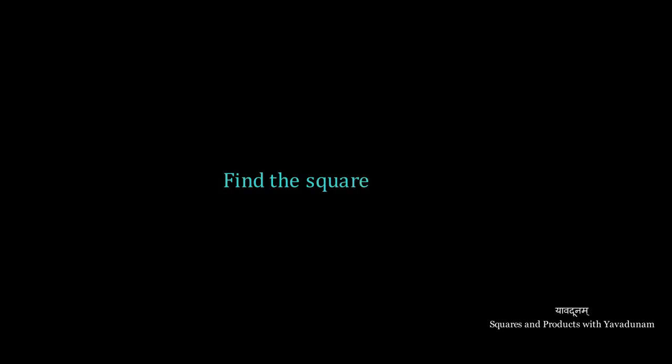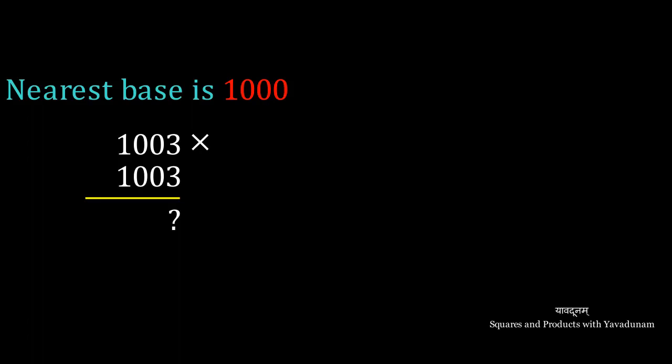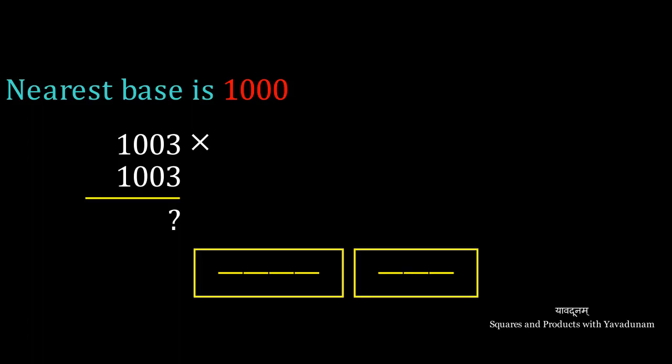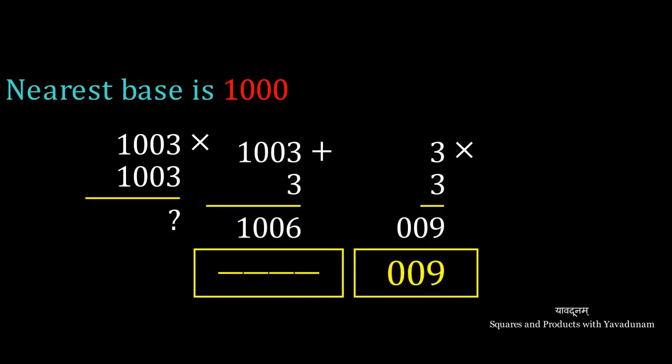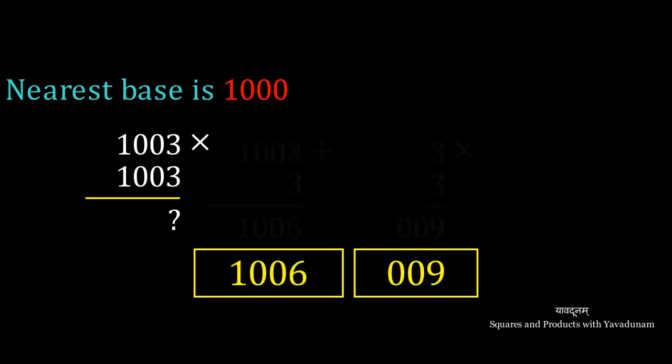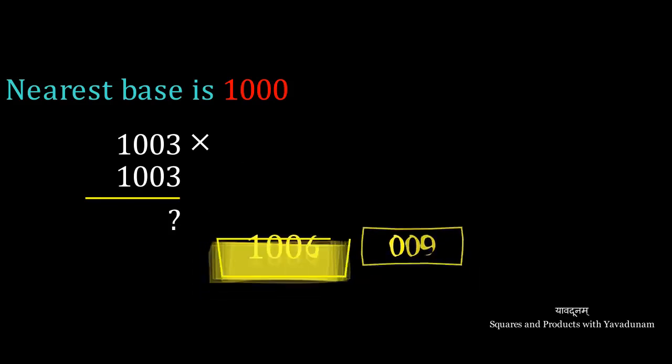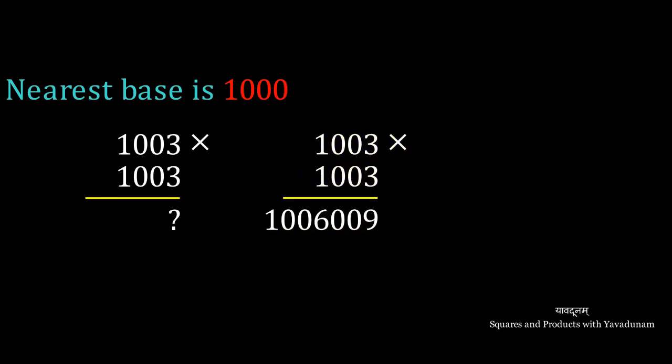Let's look at a bigger example. Let's find the square of 1003. The nearest base again is 1000 with 3 zeros. 1003 is 3 greater than 1000. So the square of 3 is 9. 9 padded to 3 digits is the right half. And the left half is 1003 further increased by 3, which is 1006. So the answer is 1006009.